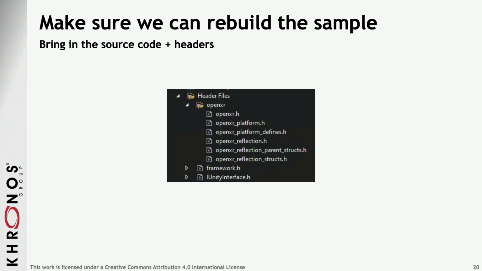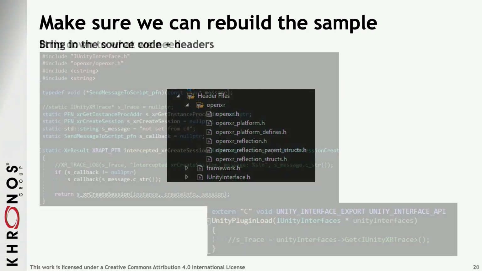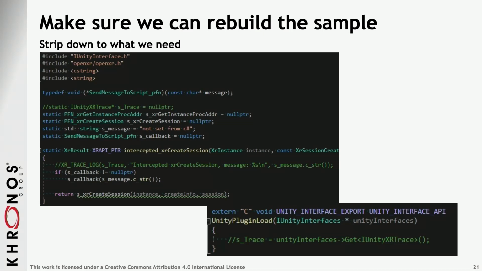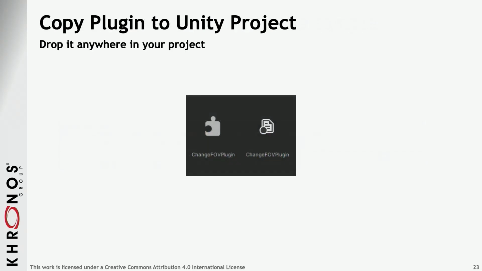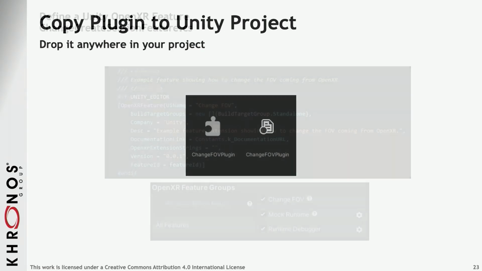So the Visual Studio project looks like this. We've got all the OpenXR headers. We've got the one Unity header we needed, and the source code file which came with the sample, which isn't pictured here, but it's there. Here I'm just commenting out some stuff that we don't really need. We're not going to log anything, so I didn't include the trace header. So we just commented that stuff out and made sure we could build. So we now have a change FOV plugin.dll that we built. Copy this to your project, so drop it anywhere in Unity, and Unity will be able to get it.